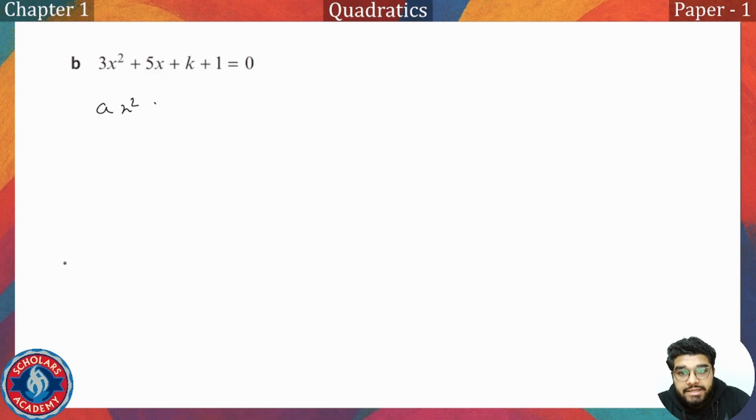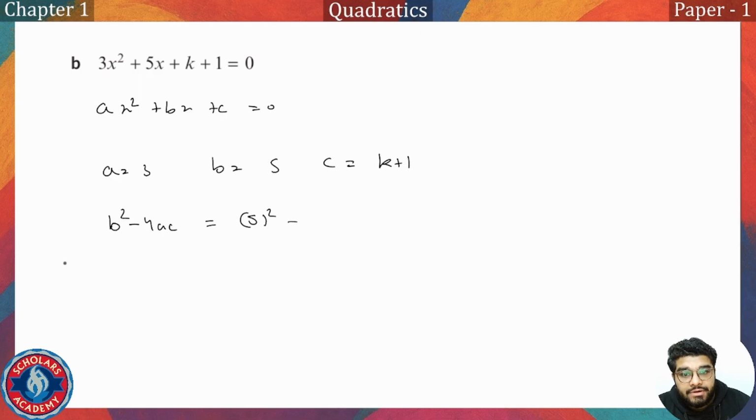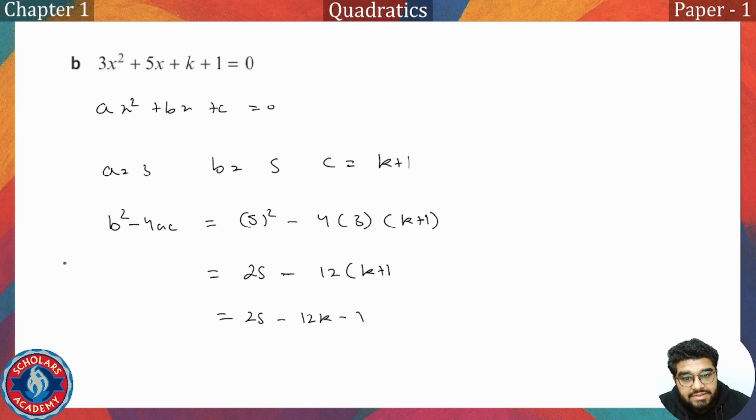Comparing it with the general equation ax square plus bx plus c is equal to 0, we get a is equal to 3, b is equal to 5, c is equal to k plus 1. Alright, value of a, b and c. Now finding the value of discriminant b square minus 4ac, what we get is square of 5 minus 4 times a, that is 3, and c, that is k plus 1. So if we simplify it, square of 5, 25, minus 4 times 3 is 12 times k plus 1. So it is 25 minus 12k minus 12.